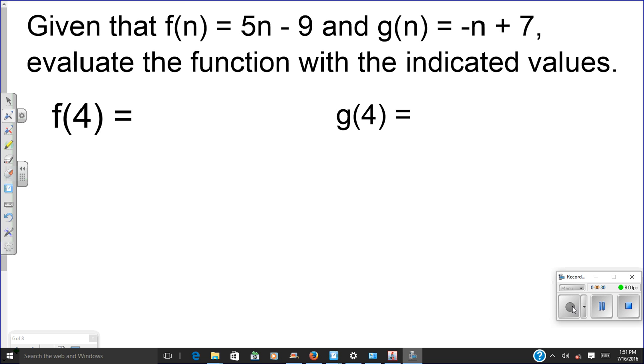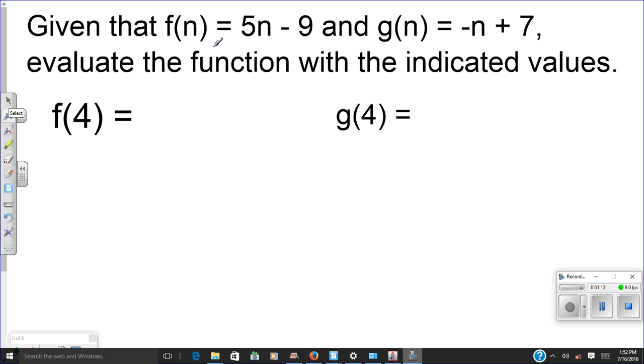The instructions here say, given that f of n equals 5n minus 9 and g of n equals the opposite of n plus 7, evaluate the function with the indicated values. A very important vocabulary word here is evaluate. Evaluate in technical terms means to substitute and simplify. In our math terms, we have often used in class the term plug and chug. So when you are given a number that goes into the function, you plug it in, you simplify it, and you find a result, what the output of the function will be. That is essentially our goal: to evaluate these functions.